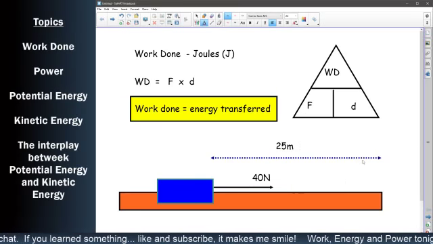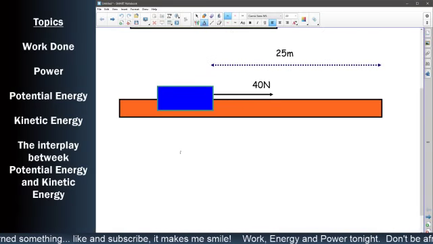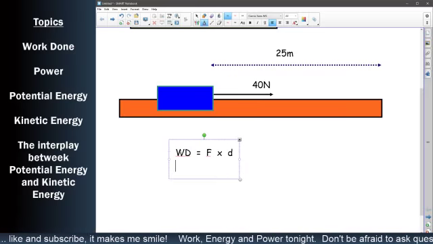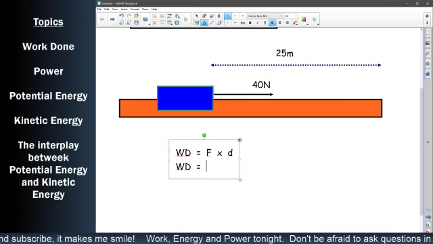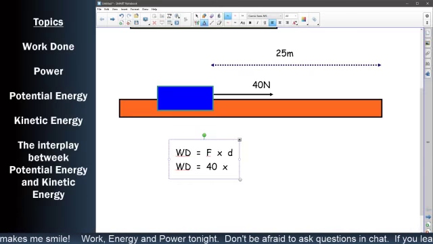Okay. So all we do here is we apply the equation. I want to know what the work done is, so I go: work done is equal to force multiplied by distance. Therefore, the work done is equal to my force. Is it in newtons? Yes, it is. Multiplied by my distance traveled. Is it in meters? Yes, it is.